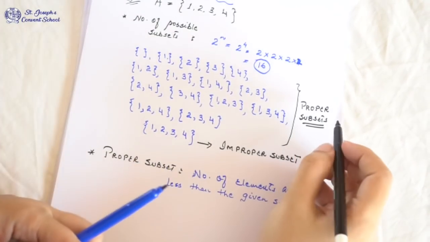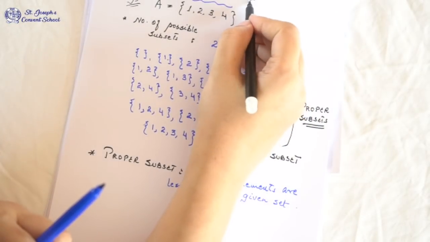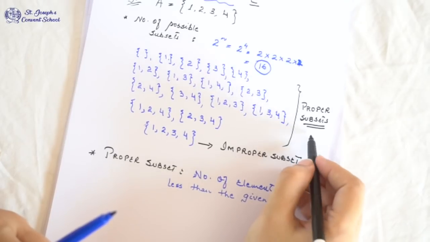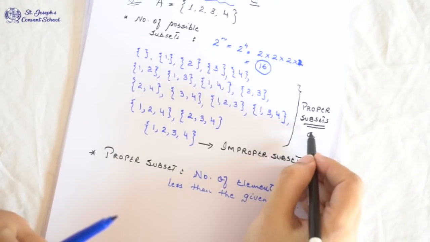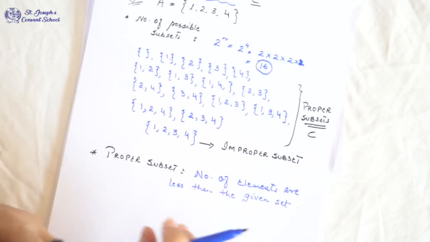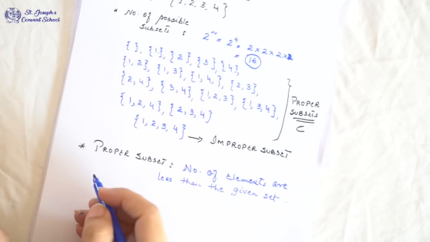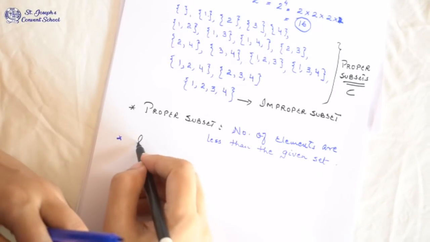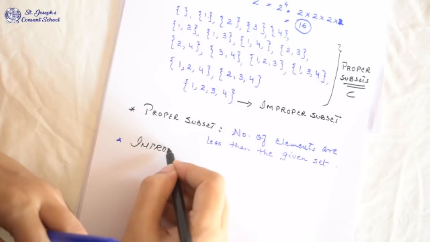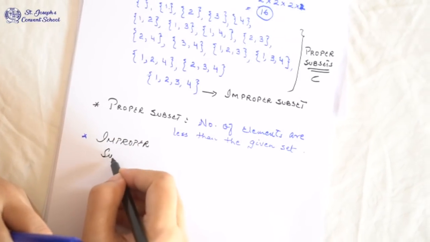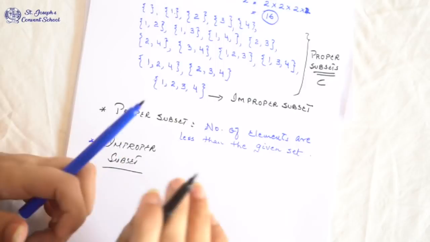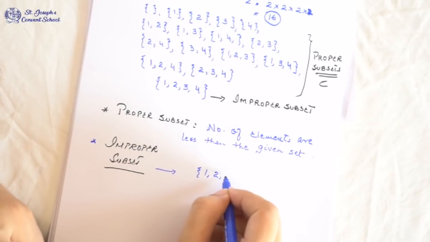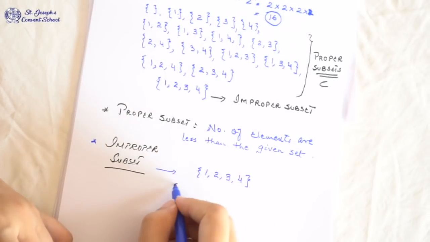What sign do we use? For a subset we use this sign, and for a proper subset we use this sign. An improper subset is the same as the given set. You can see the elements are the same as the given set.